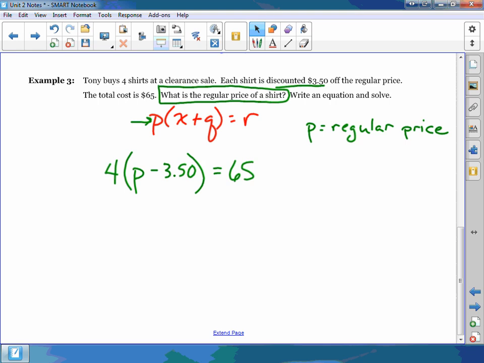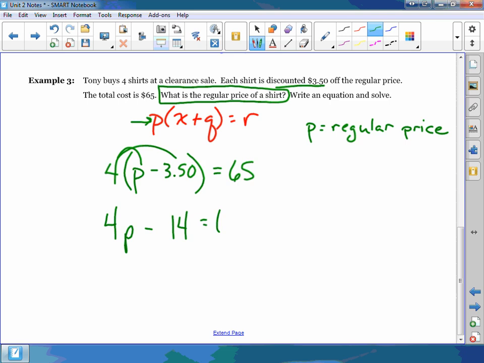Nothing too drastic, nothing that you can't handle. It's not a big deal, but just be aware of that when you do that. So you may want to distribute first. You're ultimately going to end up with the same answer, but let's say we just distribute first here. So I'm going to do 4 times P minus 4 times 3.50, which is 14, and that's going to equal $65.